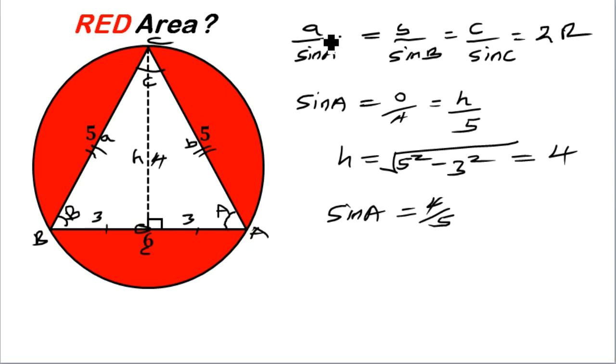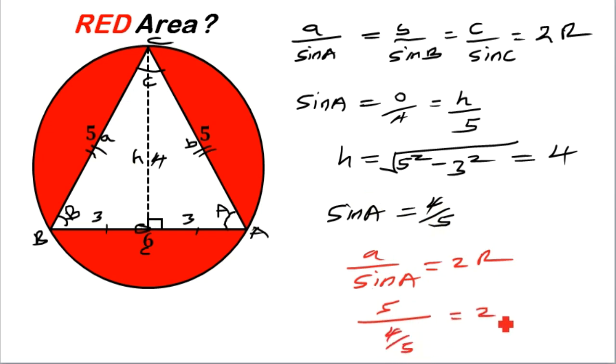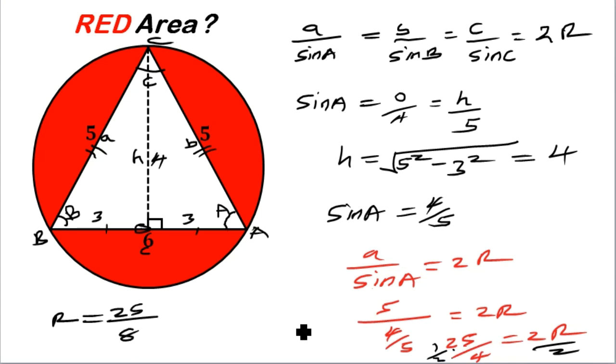So if sine A is 4 over 5, then we have a over sine A should be equal to 2R. If you substitute the side a is 5, that is 5 over sine A, which is 4 over 5, equal to 2R. So there you get 5 times 5 is 25 over 4 equal to 2R. If you divide both sides by 2, you get R is 25 over 8. 2 goes with the 2, you remain with 25, and 2 times 4 is 8. So R is 25 over 8.